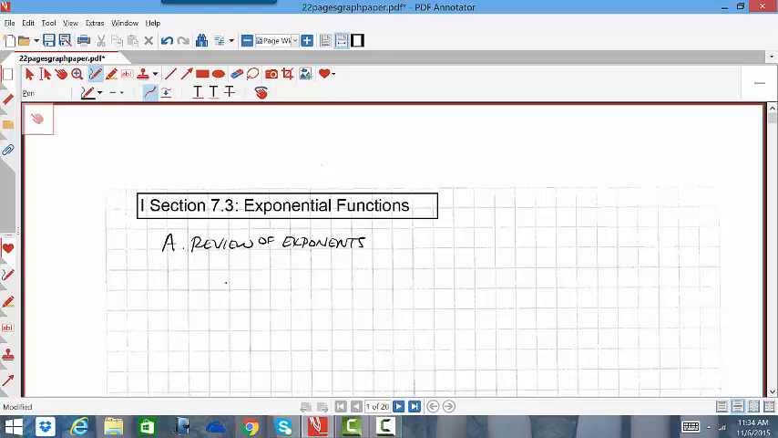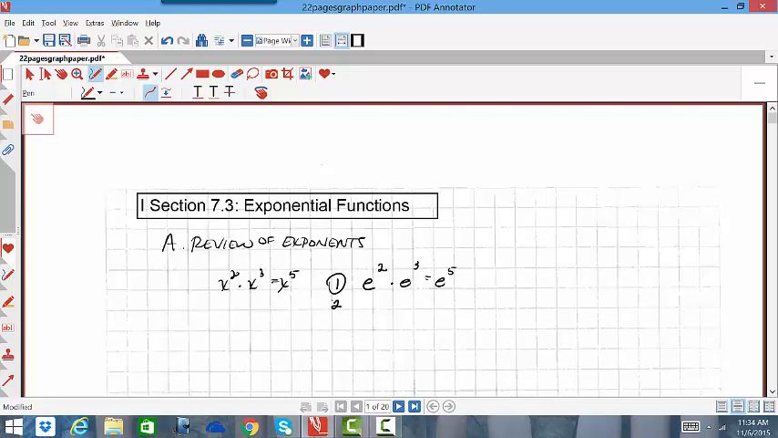Alright, so to begin with, just real briefly, remember that if you take an x cubed times an x squared, it's going to equal the sum of the exponents, which is x to the fifth. So we can apply the same property to e. In other words, if we have e squared times e cubed, it will equal e to the fifth. So we can just add the exponents.